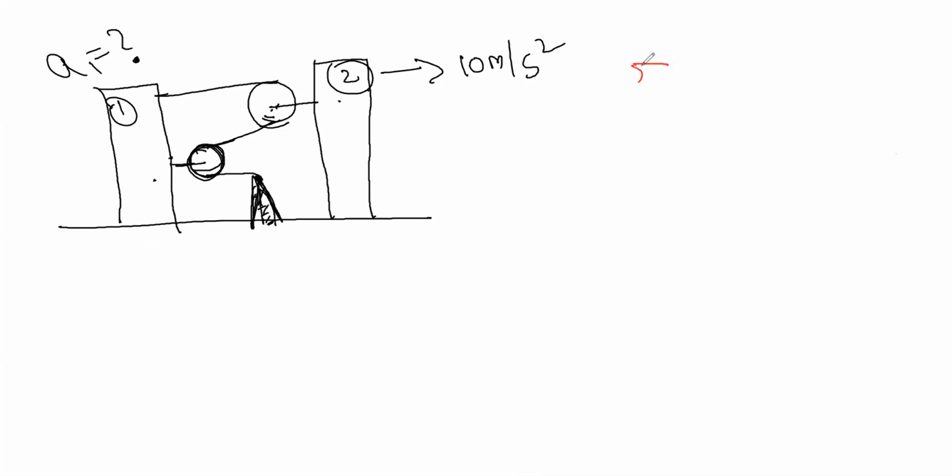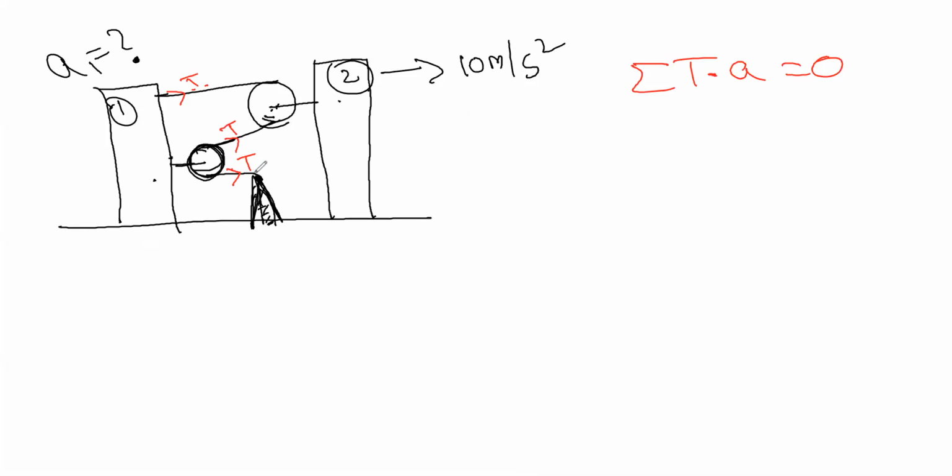Previously what we did was T dot A equals 0, correct? So first write the tensions in each of them. Let us suppose here the tension is T. You can start from anywhere. Here I am starting from here. Let us suppose this is T. Here also it's T, same thing. Here also it's T. Correct?